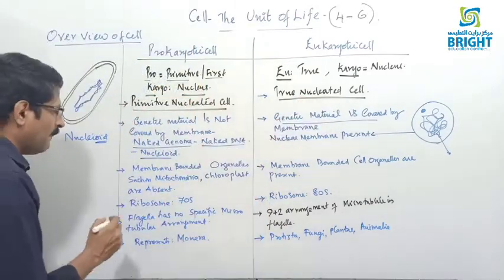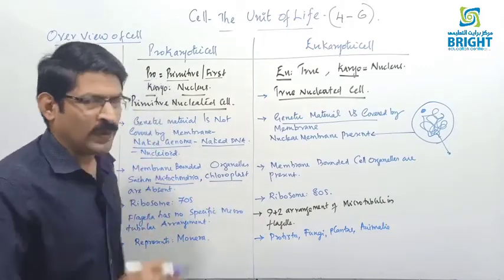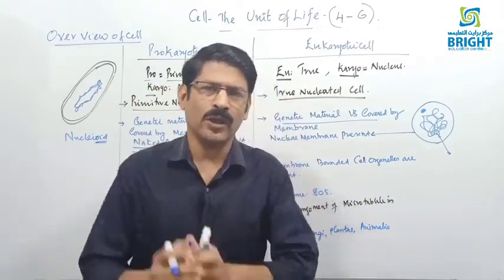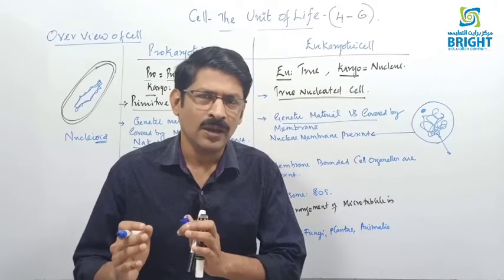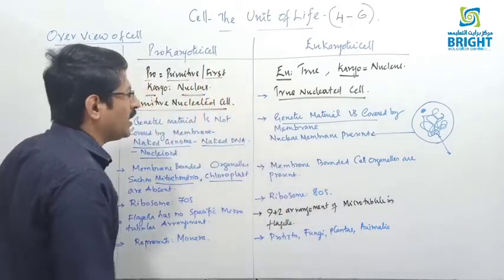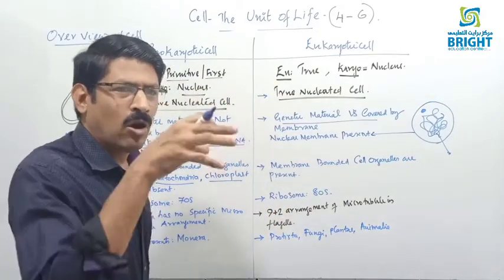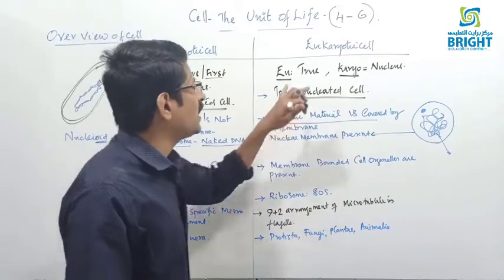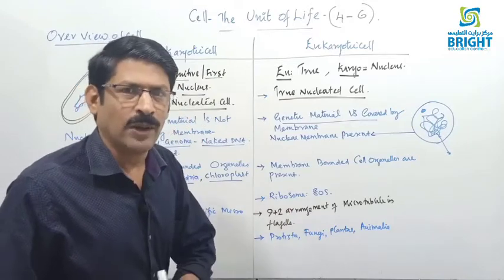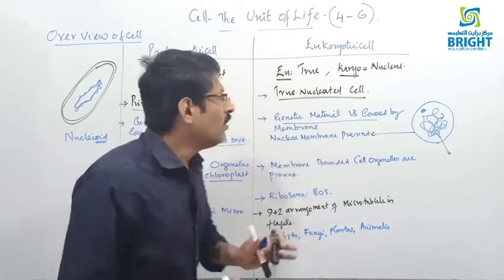And what is another difference? Membrane bound organelles such as mitochondria, chloroplast, endoplasmic reticulum, Golgi body, etc. are totally absent in the case of prokaryotic cell. Is it clear? In the case of the eukaryotic cell, all different types of membrane bound organelles, or the cytoplasmic complexities, are present, such as mitochondria, chloroplast, endoplasmic reticulum, and Golgi body. So what are the differences?